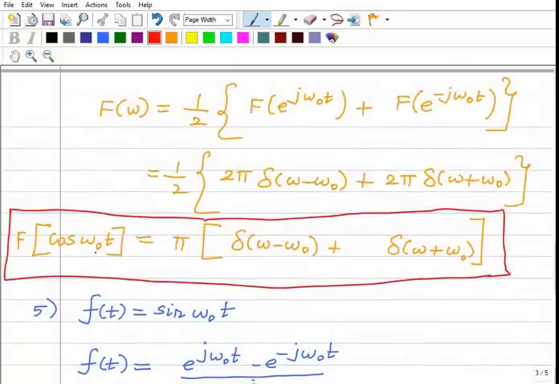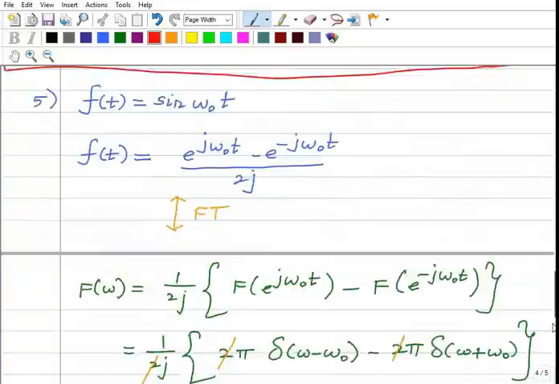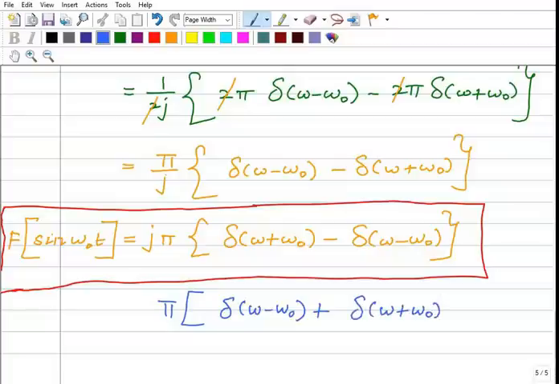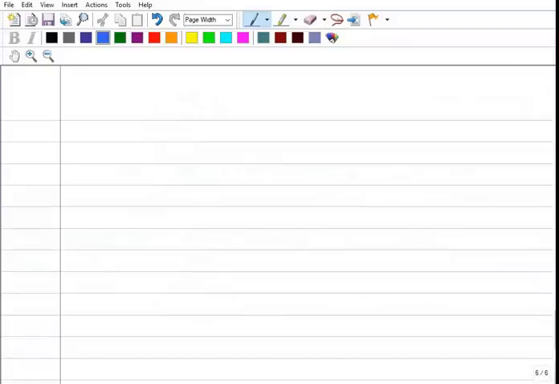See, any idea? For example, let me take this cosine omega naught t signal. After Fourier transform, it becomes a frequency domain signal. How do you plot this? Let me write that equation. I think pi outside, delta omega minus omega naught plus delta omega plus omega naught. How do you plot this signal? This is actually F of omega.